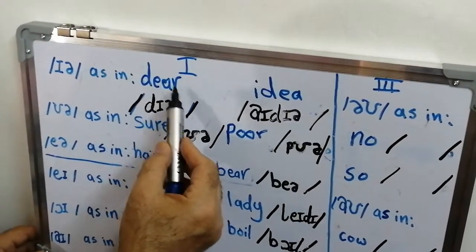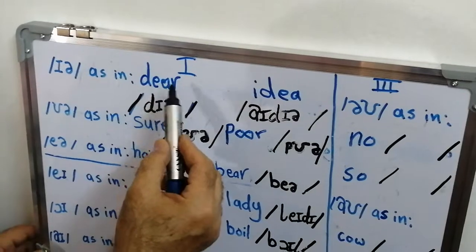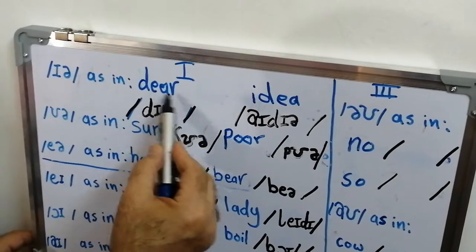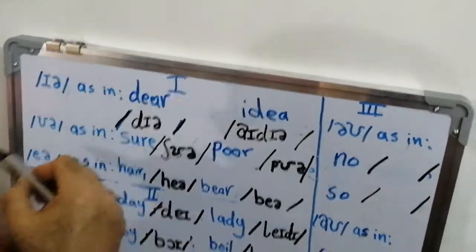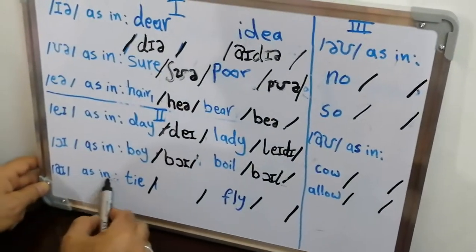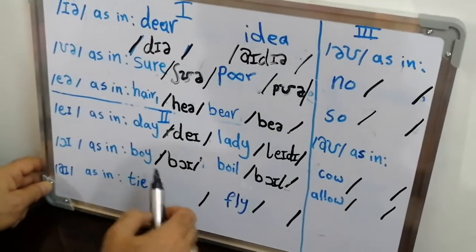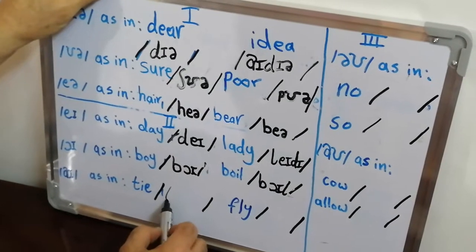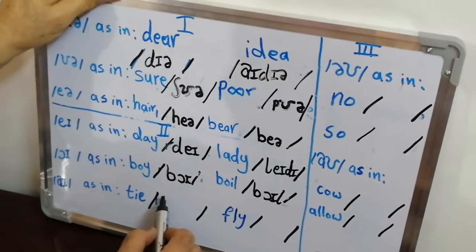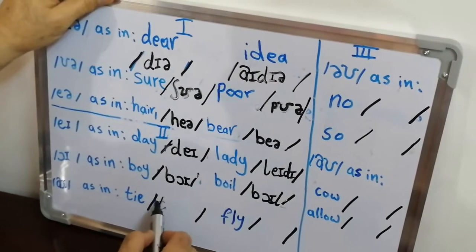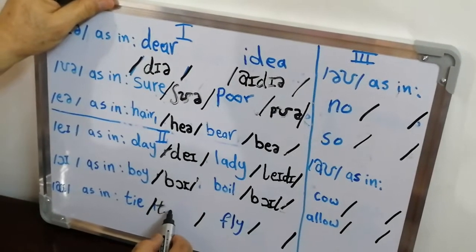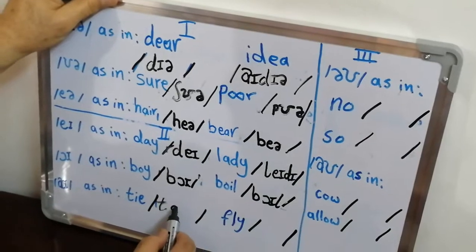Always when you find r at the end of a word in English, they do not pronounce it. They put a vowel instead. Now let's go to this vowel sound, which is ai. You find it in Thai. See Thai, t sound, t, and then this vowel sound, Thai.